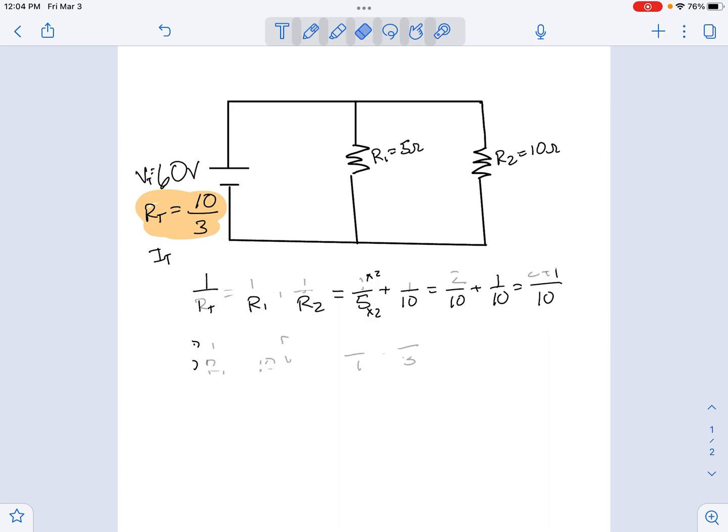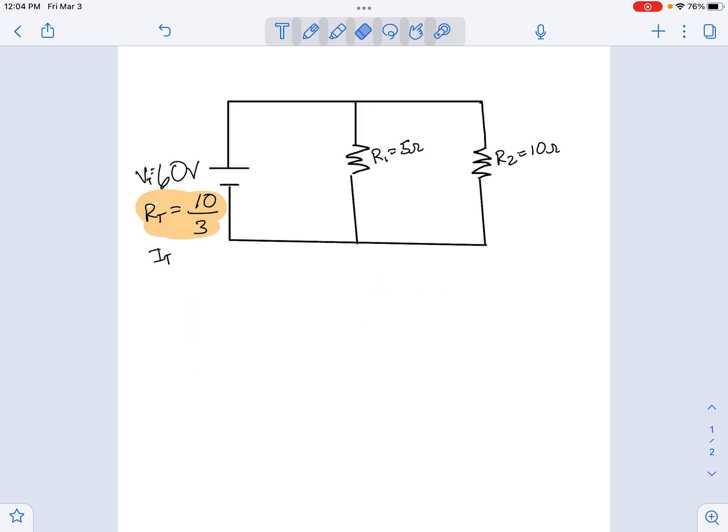So I'm going to erase all this. Okay, so now we have VT, your total voltage, is equal to your total current times your total resistance. And we just put in the values. For VT, we have 60. For your current, we don't know, that's our variable. And then for the resistance, it's 10 over 3.